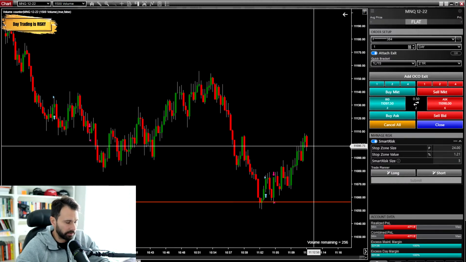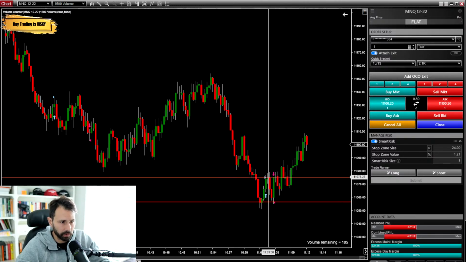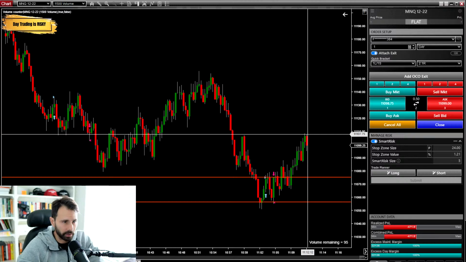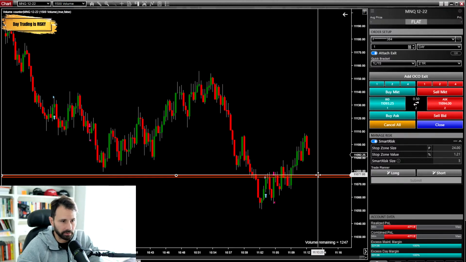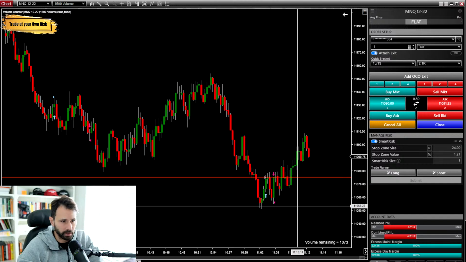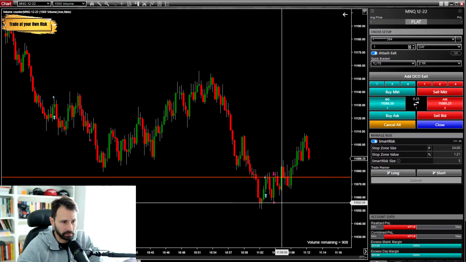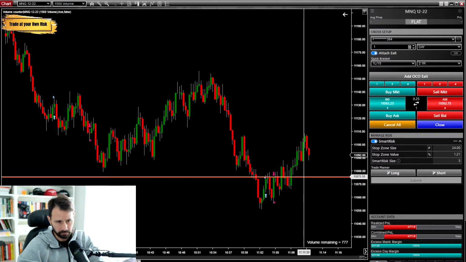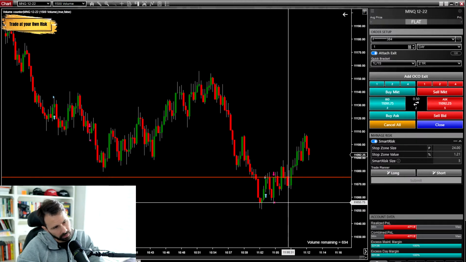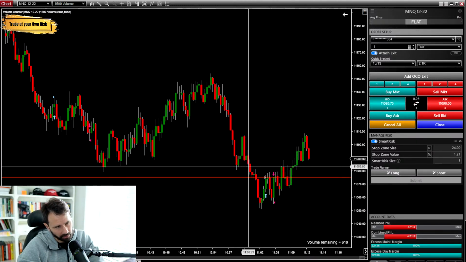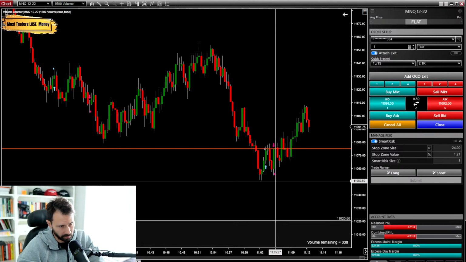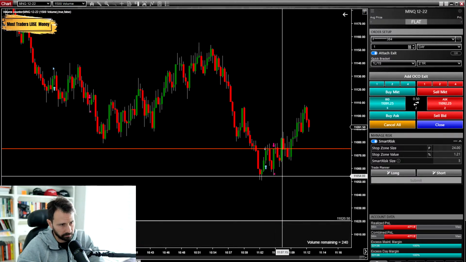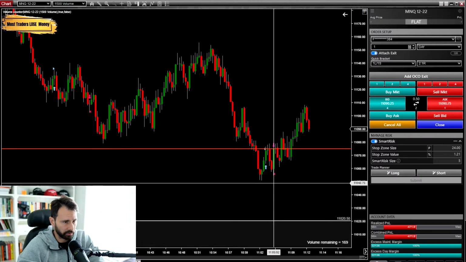The 11,100, I said was going to be a very important point. If we don't break this, I will have my stop at break even right here. Regardless, okay? I got stopped out here to the tick, but there was nothing wrong with price action. My stop should have been here, okay? Probably try a lower position size.